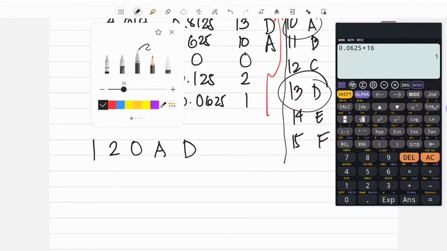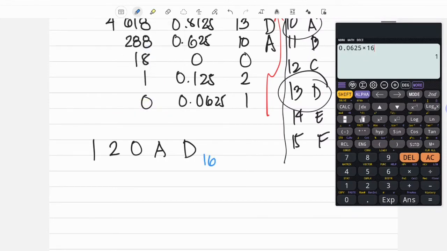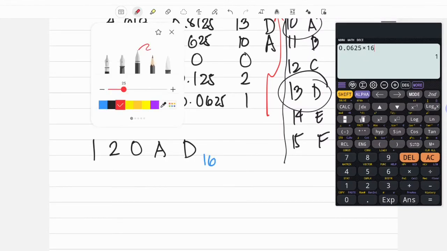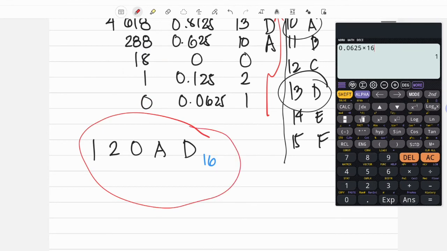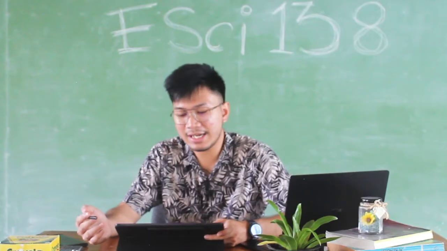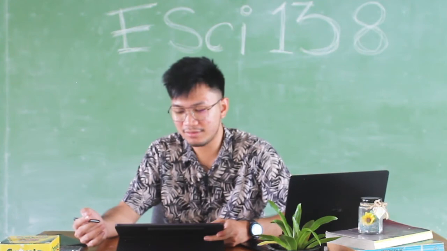Understood? And now, this is in base 16. So, there you have it. Sayon lang kaayo ang atong conversions.